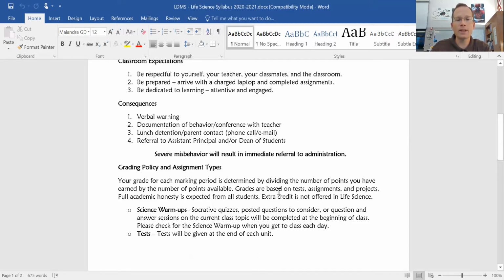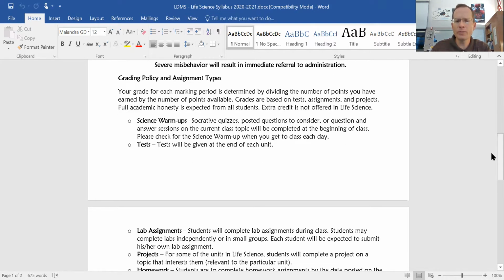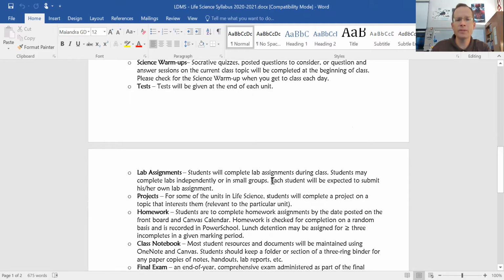As far as grading, just some of the things I'll point out. Usually there will be like a warm-up when they come in, something for them to do. The tests will mainly be through Canvas. That'll be for each unit. They will get to do labs. And there are all virtual versions of these if students aren't going to be in person. One of the things they really like are the projects where they can research aspects of biology that are of interest to them. And those are very self-chosen.